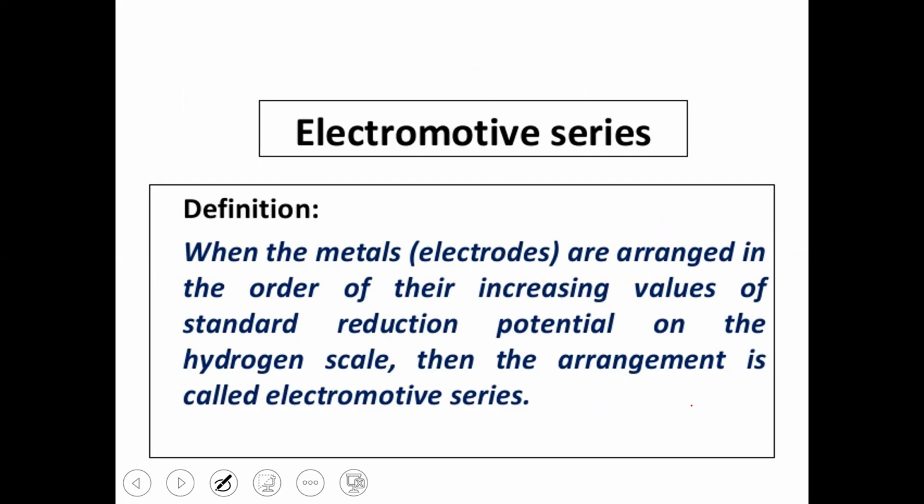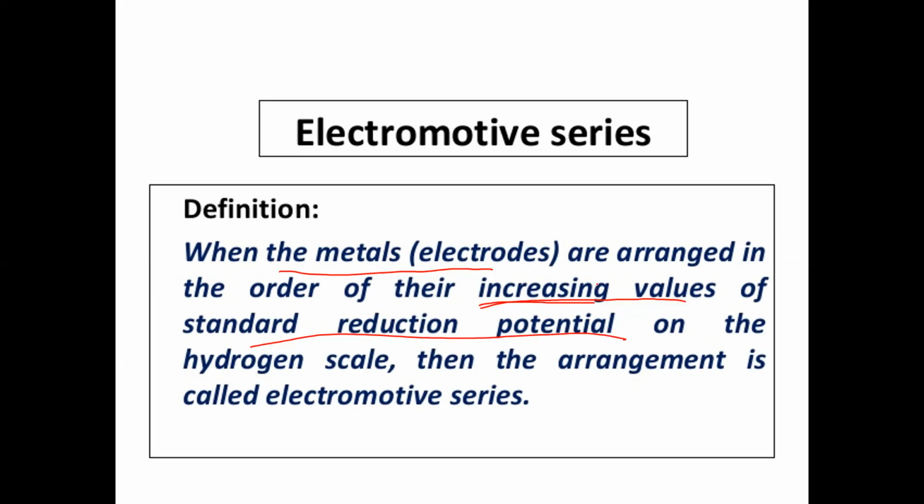So next one, the Electromotive Series. So what is the Electromotive Series? How can you define it? When the metals are arranged in the order of their increasing value of the standard reduction potential on the hydrogen scale, then the arrangement is called the electromotive series.